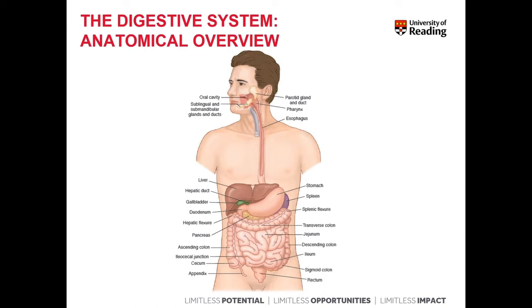So starting from the mouth, we have the oral cavity with the salivary glands and the tongue, the esophagus, which leads to the stomach, which is connected to the small intestine, and the first part of the small intestine, which is called the duodenum. The esophagus crosses the thoracic cavity and it ends into the abdominal cavity.